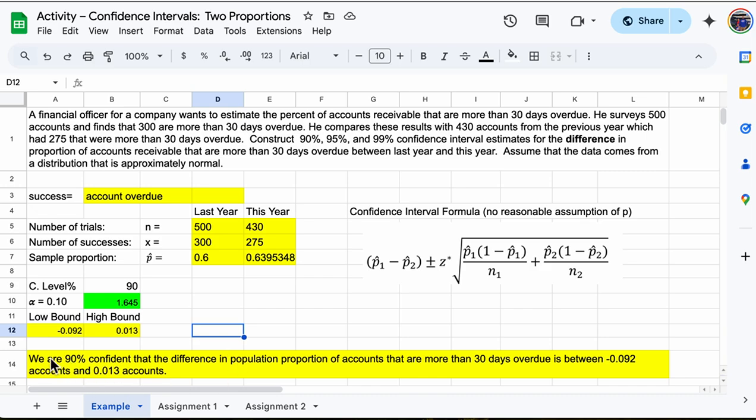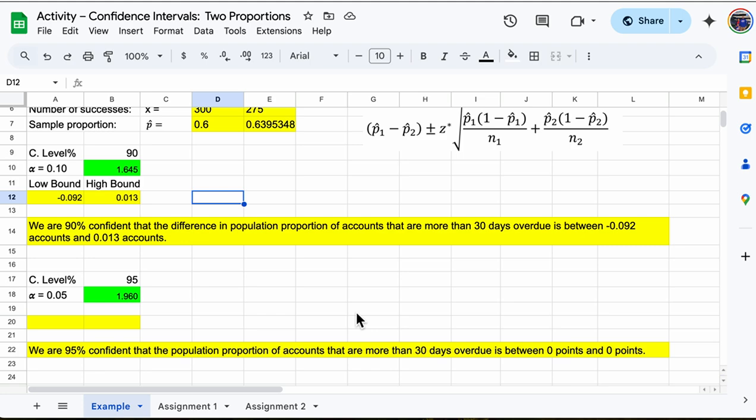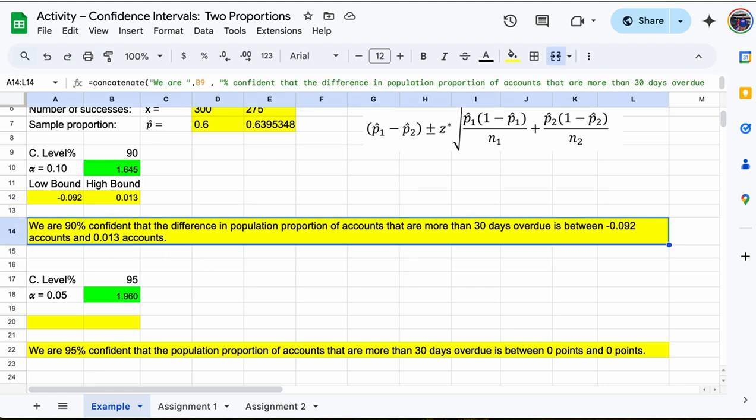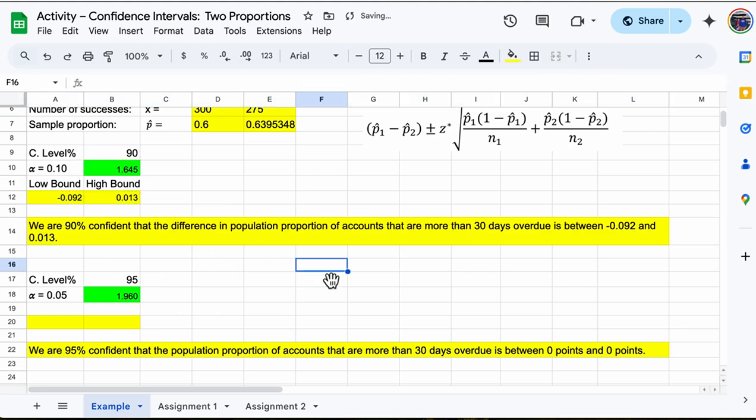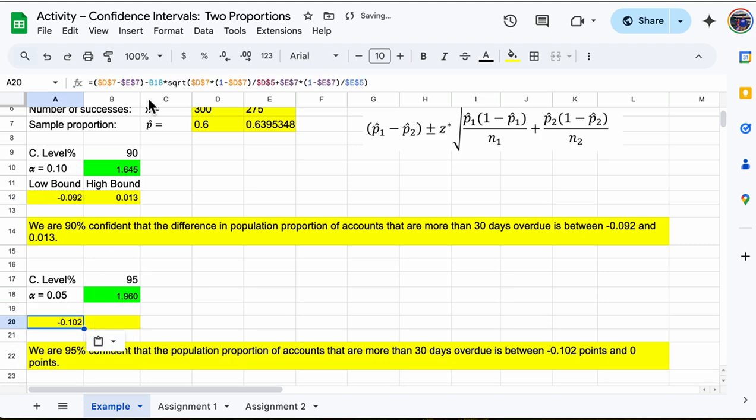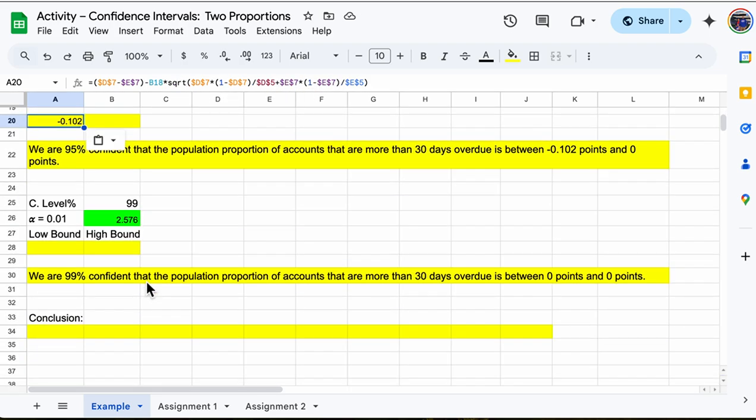And we're good. As far as the conclusion is concerned, we say we're 90% confident that the difference in population proportion of accounts that are more than 30 days overdue is between this number and this number. Since these are percentages, we're just going to get rid of the units. So it would look like that. Now in terms of the other two, copy it over, paste, check your references, D7, E7, D5, E5, that's good. Now it's pointing to B18, which is right where we want it.